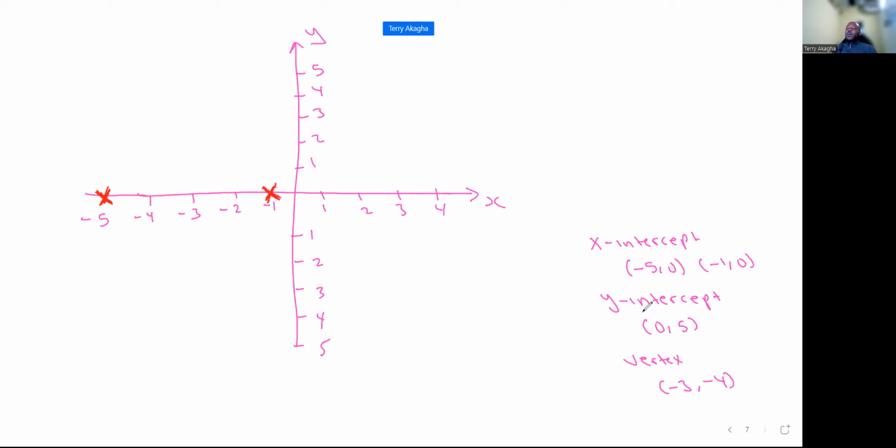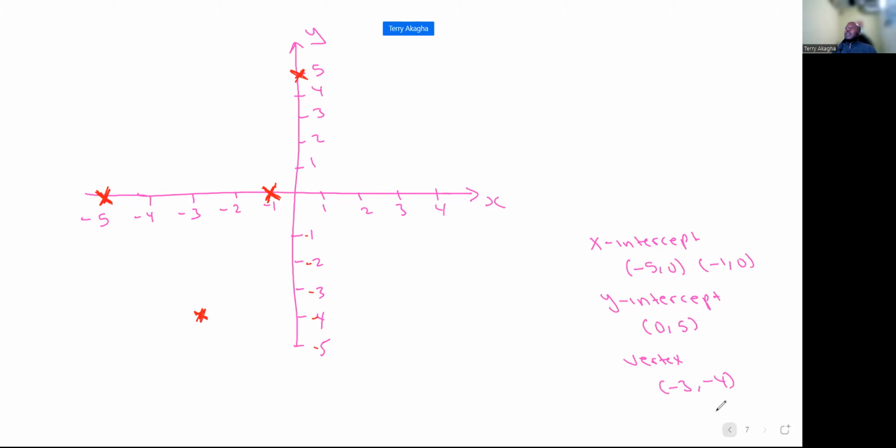The y-intercept is 0 and 5. Okay. Then the vertex is minus 3 and minus 4. So this is the minus axis, minus 3 and minus 4. So somewhere here.